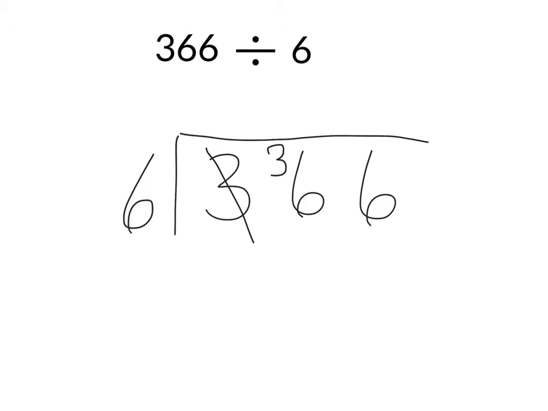Now, I think how many 6's go into 36? How many 6's go into 36? Our answer is 6. And I've dealt with that 36, so I'm going to cross it out. Then how many 6's go into 6? The answer is 1. So the answer here is 61.